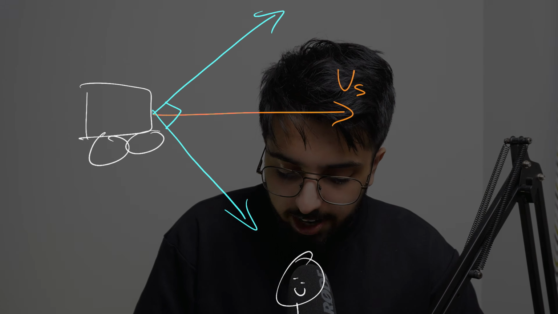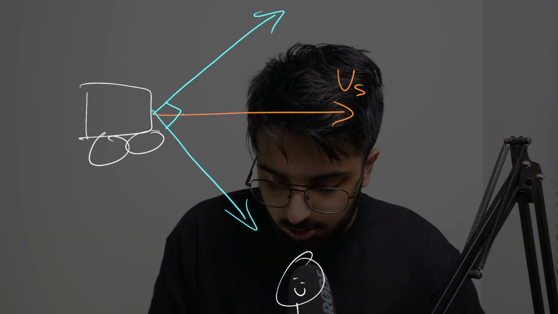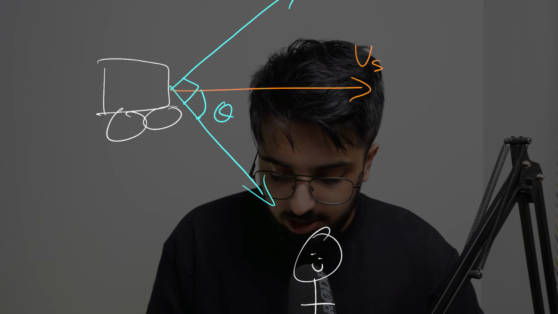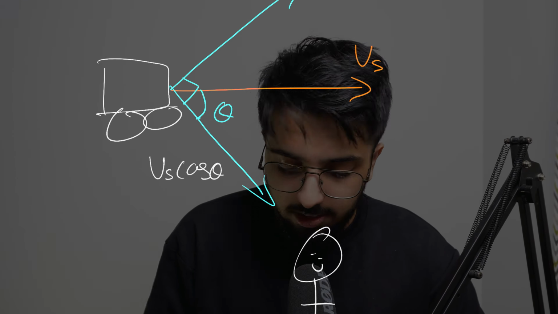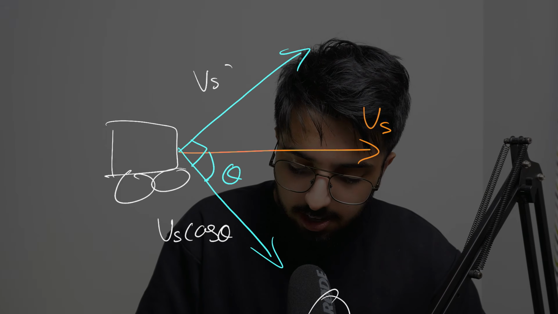And we will have a right angle over here, okay? And this angle we can call theta. And so therefore, this velocity component is Vs cos theta, and this will obviously be Vs sine theta.